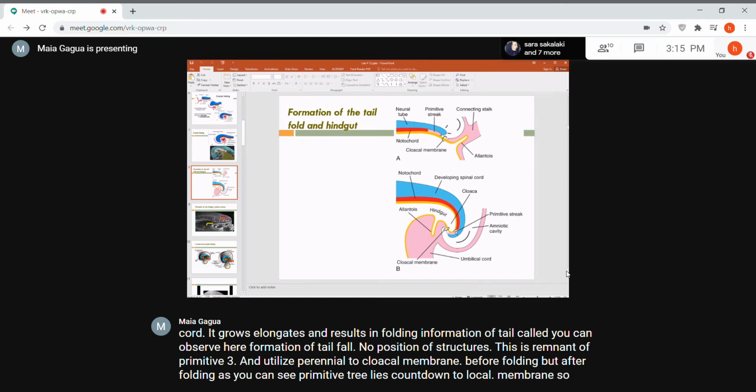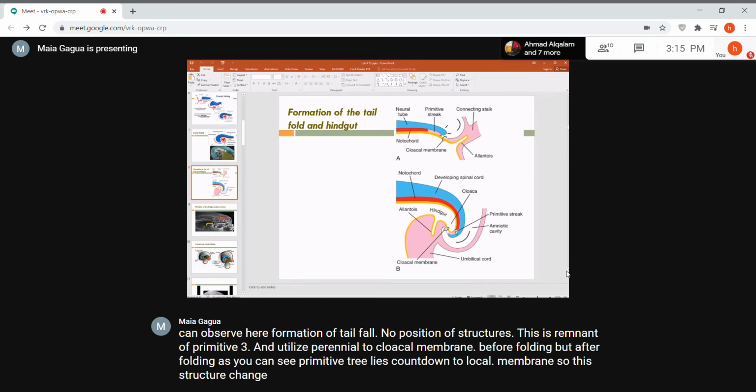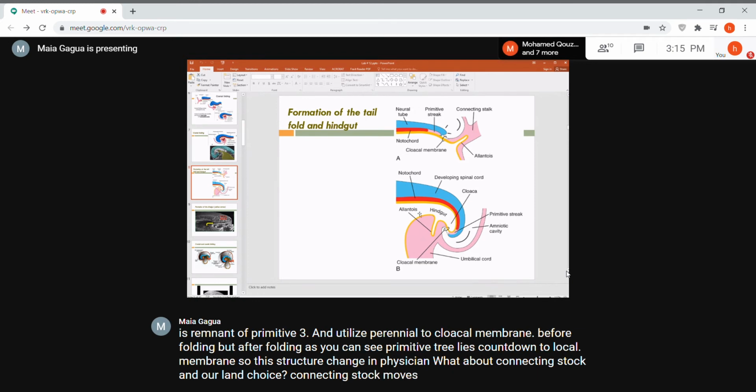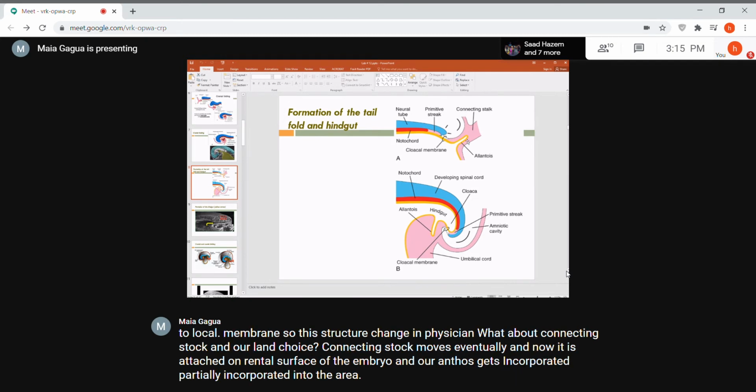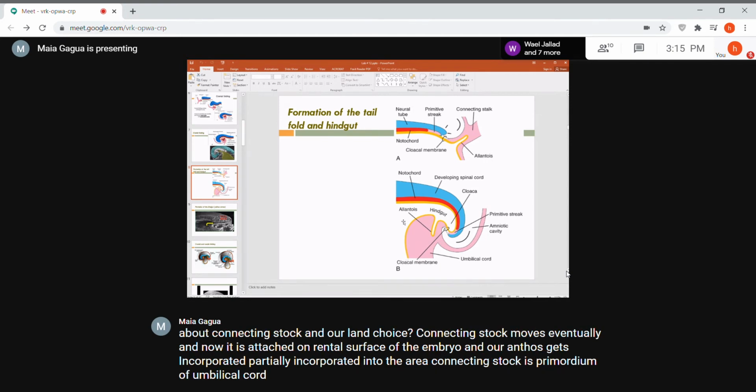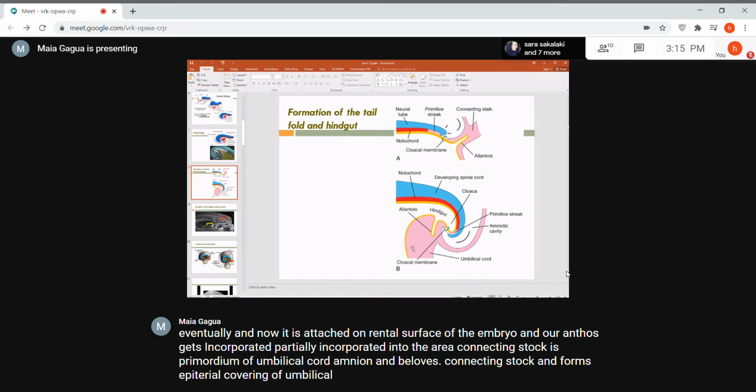So these structures change in position. What about connecting stalk and allantois? Connecting stalk moves ventrally, and now it is attached on ventral surface of the embryo, and allantois gets partially incorporated into the embryo. Connecting stalk is primordium of umbilical cord. Amnion envelopes connecting stalk and forms epithelial covering of umbilical cord. So this is future umbilical cord.